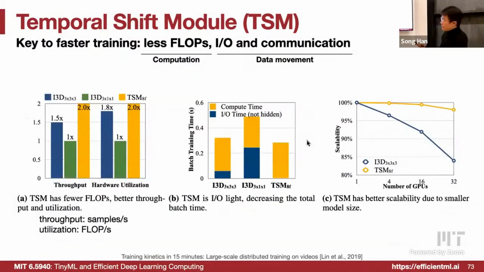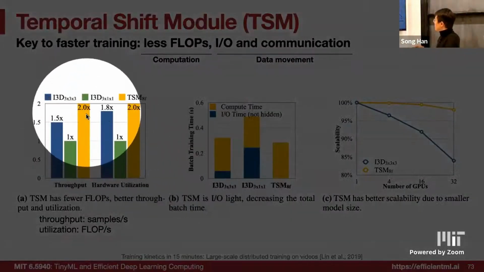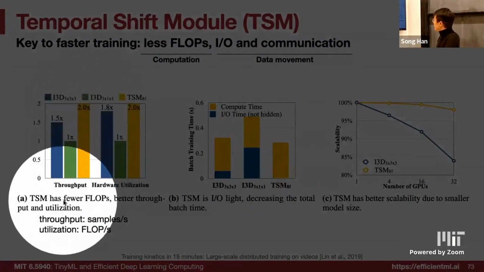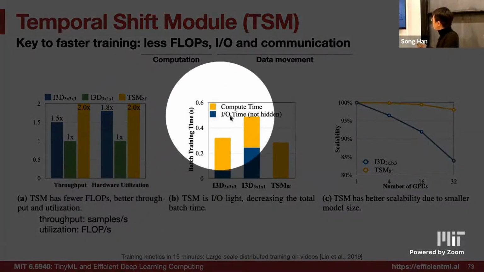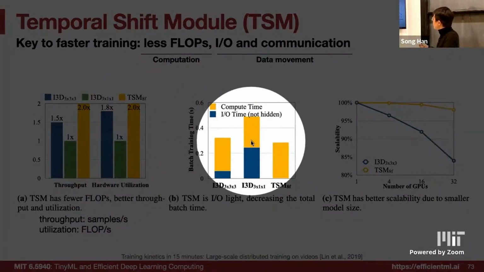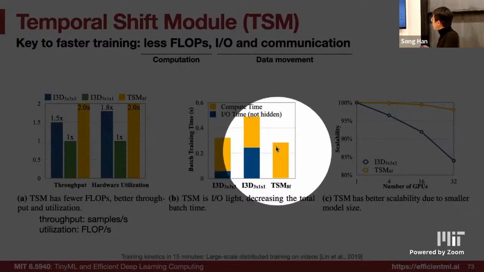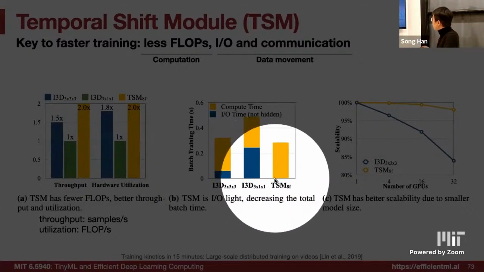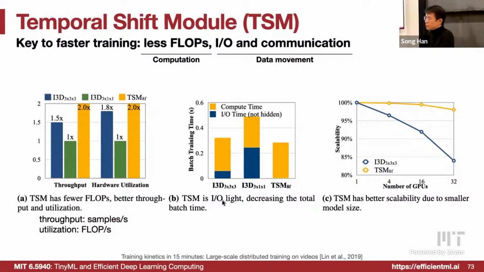So we are comparing several aspects. One is the throughput, one is hardware utilization, much better, 2x better than the baseline I3D method, since it has lower FLOPs and better throughput. And here is showing the batch training time, compute time versus I/O time. So baseline method has a lot of I/O time, but TSM is purely dominated by compute time because TSM is very light in the I/O, decreasing the total batch time.